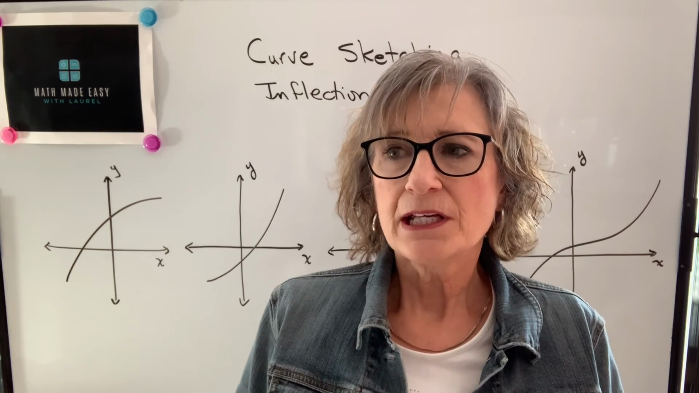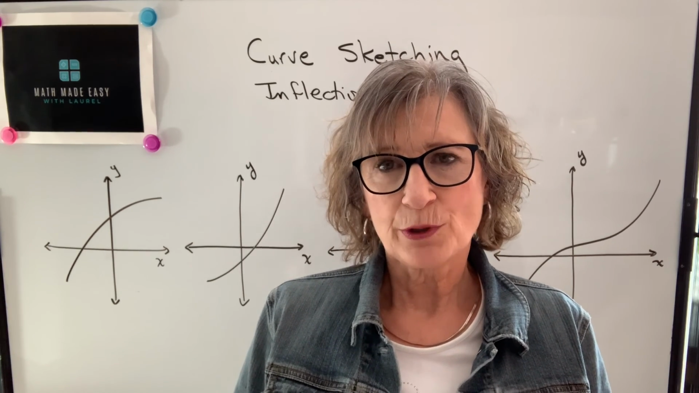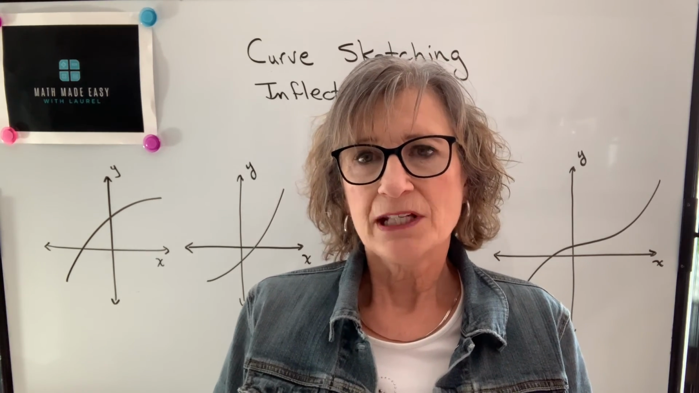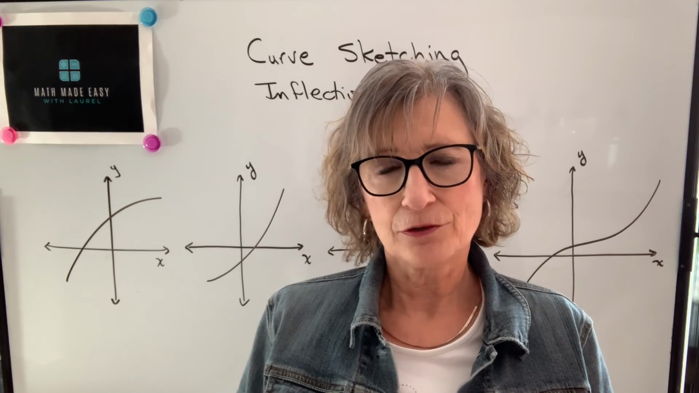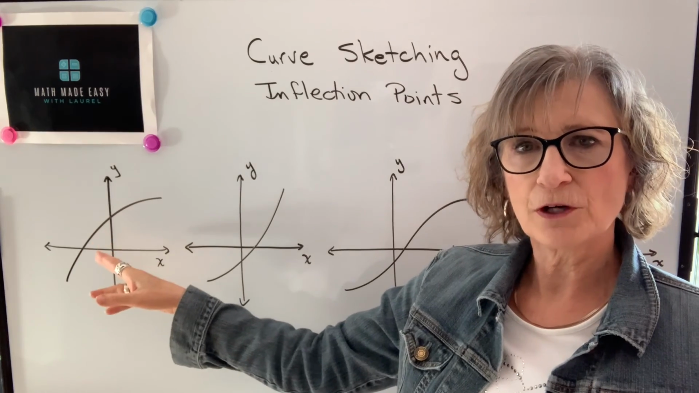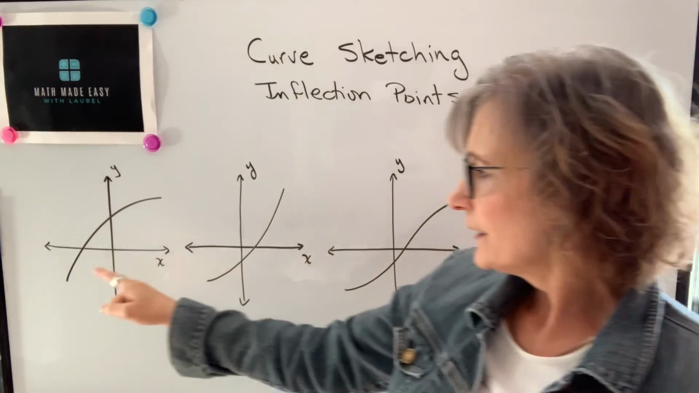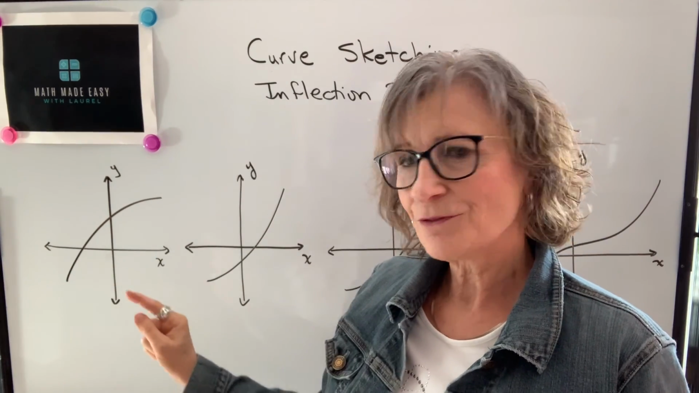However, we can get more information about a graph if we find what's called inflection points. And to do that, we need to look at the concavity of the curve. So for example, I drew the graph of 4 functions, and all 4 functions are increasing. However, the shape of them is different.